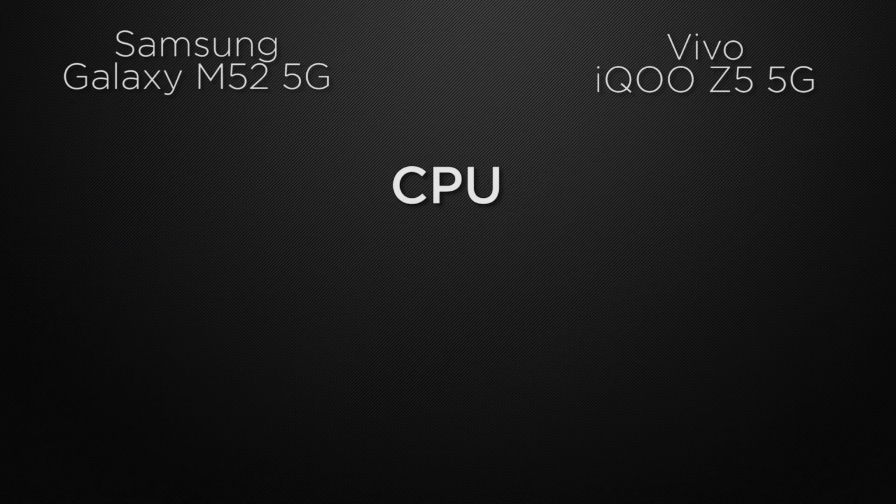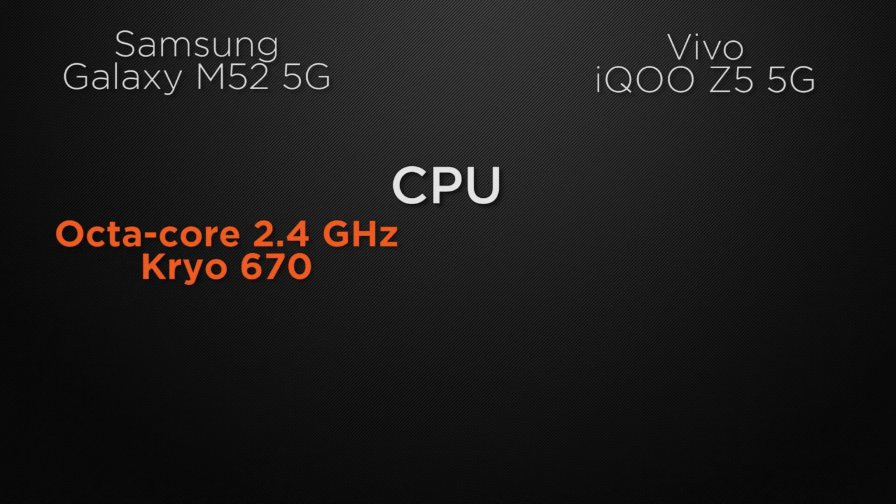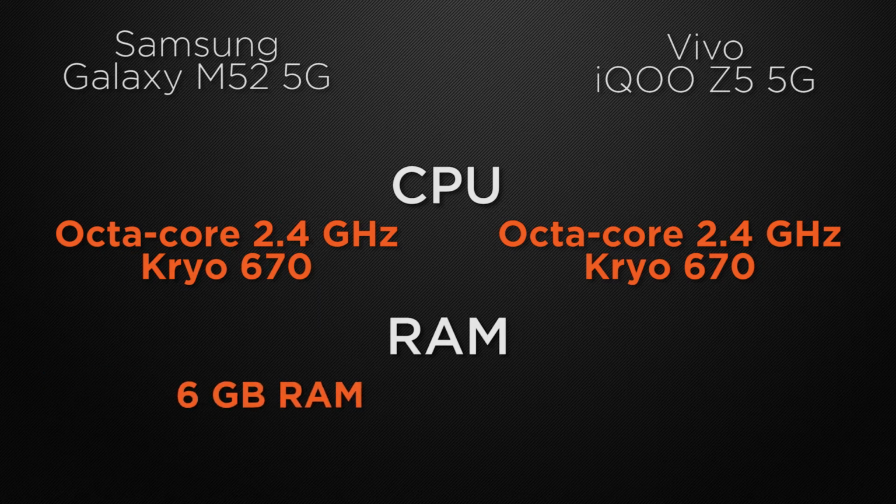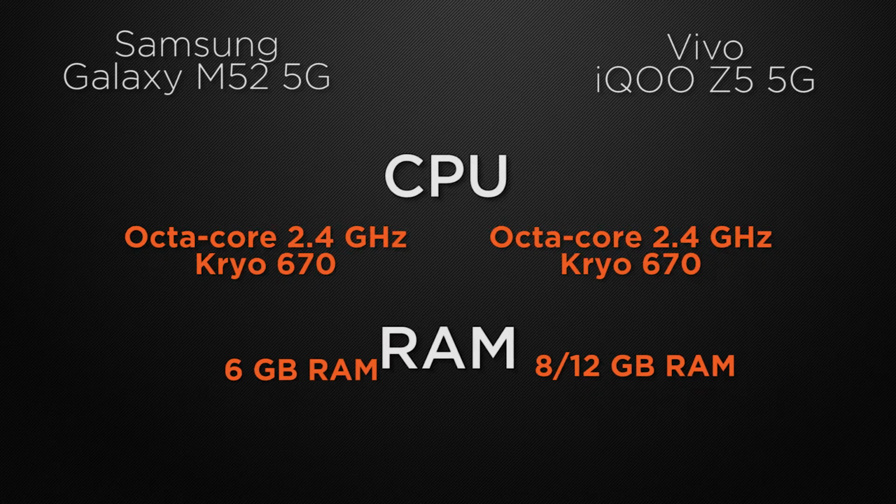Let's talk about the clock speed of the devices. The M52 can clock at 2.4 GHz based on an octa-core Kryo chipset, whereas the Z5 can clock at 2.4 GHz based on an octa-core Kryo chipset. So again, it's a tie because both devices have the same clock speed. And about the RAM variants, the M52 has a 6GB RAM variant, whereas the Z5 has 8 and 12GB RAM variants. So the winner here is the Z5 because it has bigger RAM options.